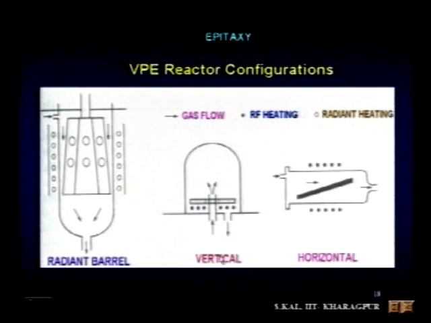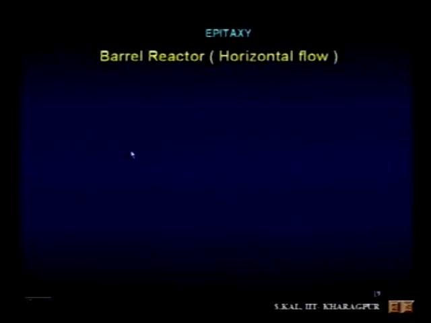So that's why sometimes the vertical slits are made, and there the gas flow nature is not turbulent, you can create laminar flow. But out of all these configurations, the radiant barrel reactor is the best one, and it is used for industrial purposes. Now this barrel reactor is shown in a little bit more detail in this diagram.